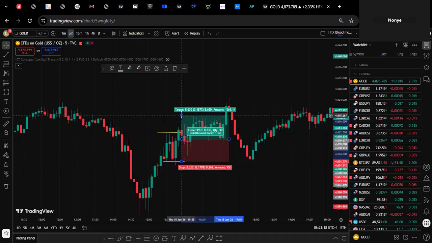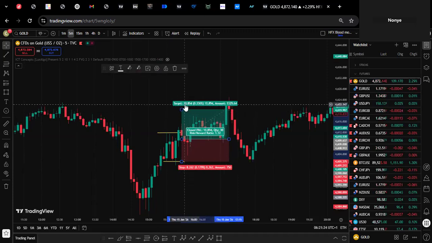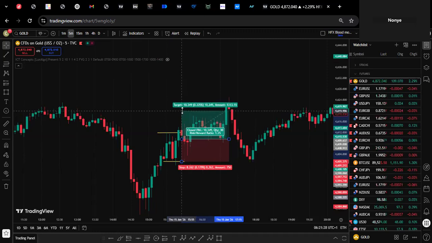And if you're targeting 10 pips, this is like $10.8 already. Or you can just say $10. You can see how clear it played out here. Played out real well here. Understand? So that's the ideal, right?